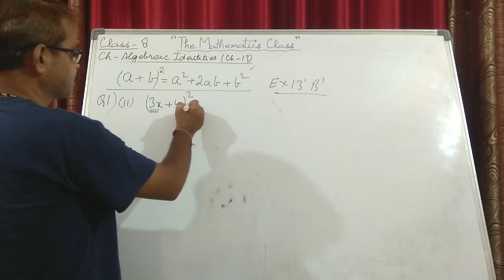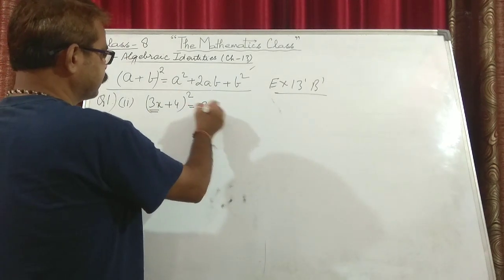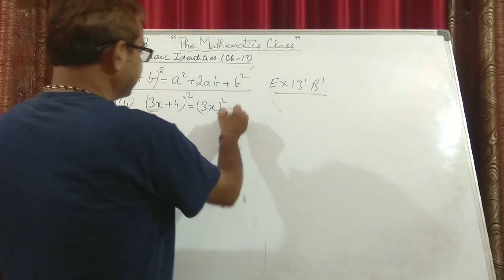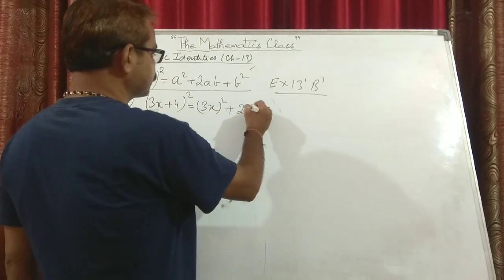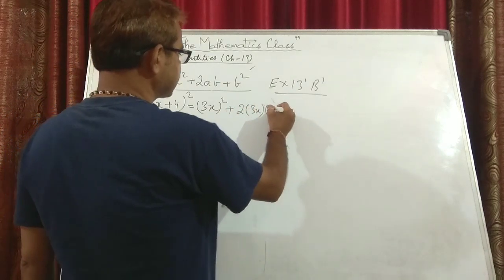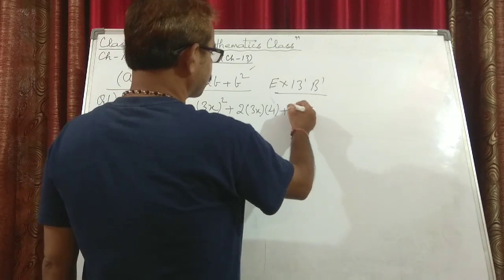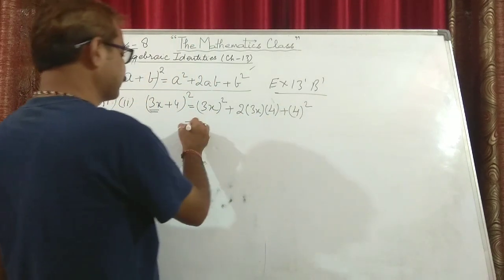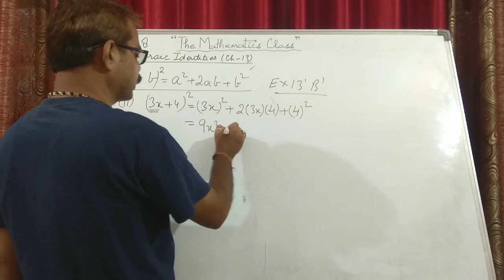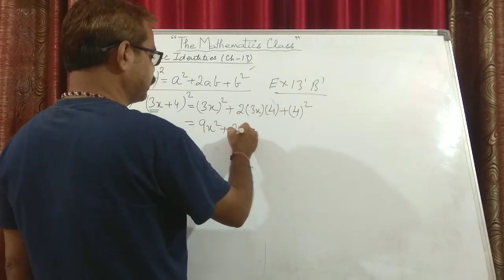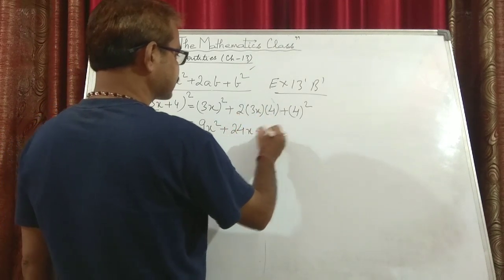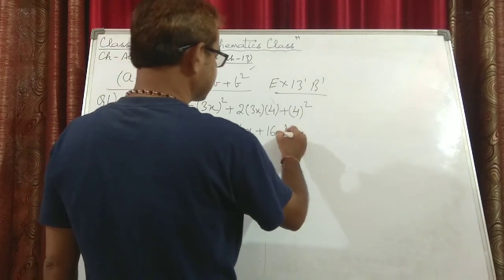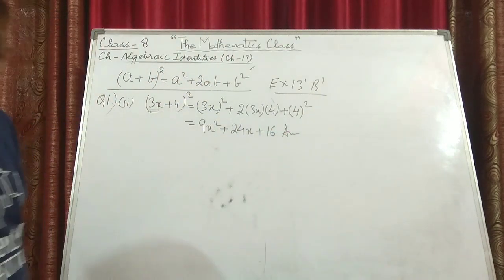This is the a term. So a square means first term square. Then 2 times of first term into second term. Then square of the second term. That will become 9x square plus 4 3s are 12, 2s are 24 times of x, and plus 4 4s are 16. That is the final answer.